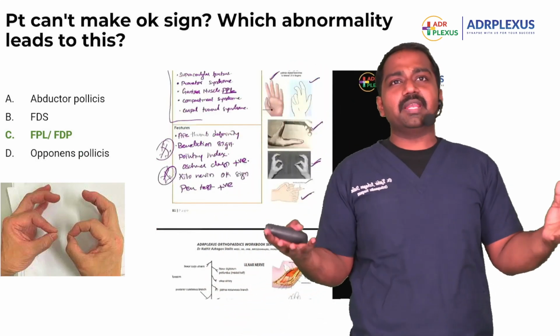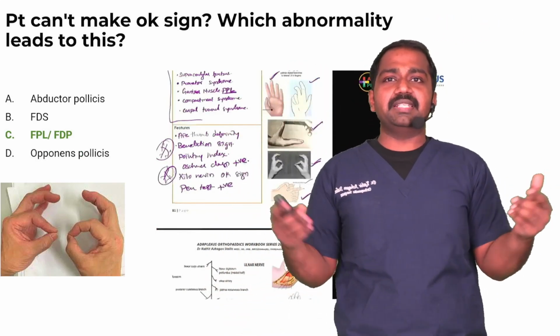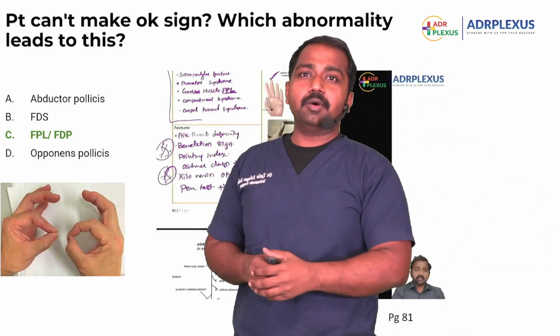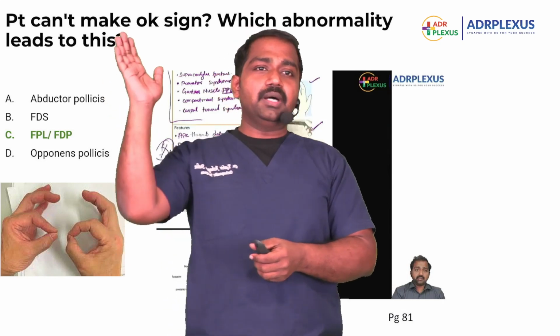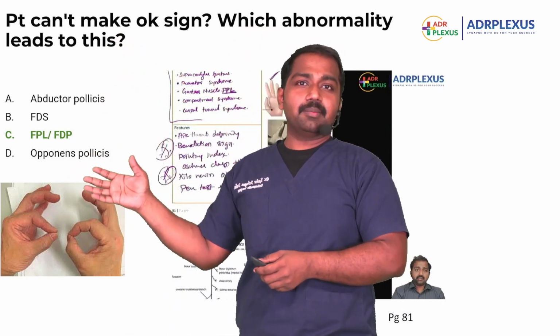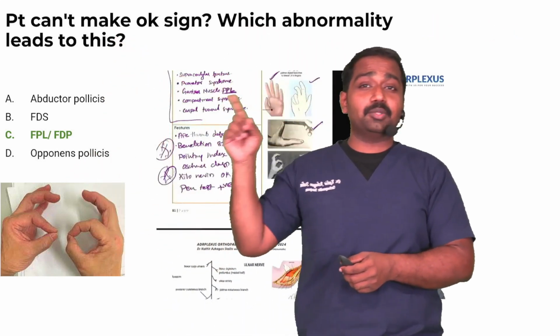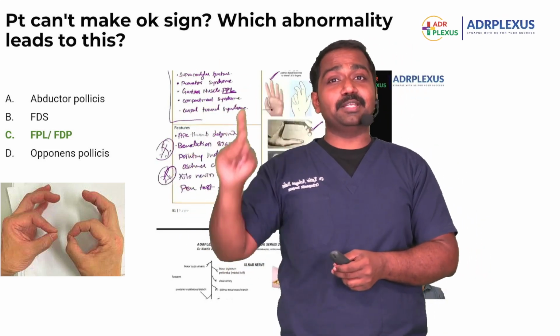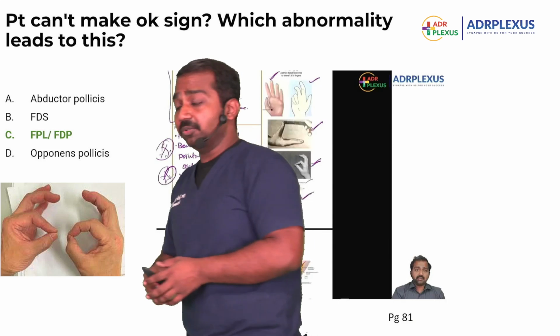Now, the next question. A patient can't make an OK sign. Which abnormality is it? If you go to page number 81 of my workbook, I was discussing nerve signs, and while discussing the median nerve and anterior interosseous nerve, I said like this benediction sign and Kiloh-Nevin OK sign. I have even given you the image.